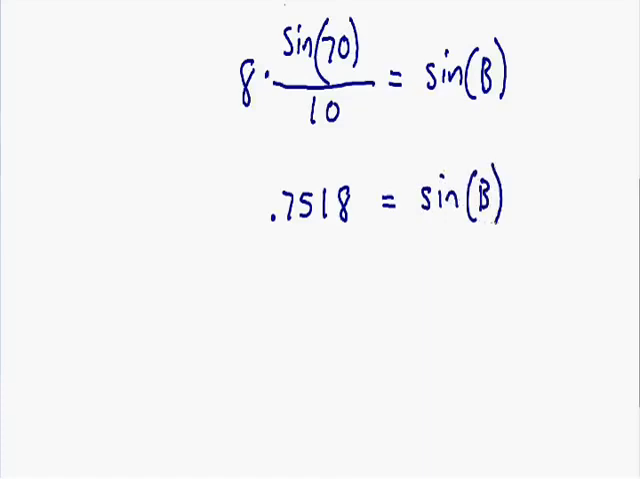angle B. Alright, but we still haven't gotten B by itself. That's what we're trying to solve for, angle B, and we still have this sine in front of it. So in order to get rid of the sine, you have to do the opposite, which is the inverse sine. Alright, so our angle B is equal to the inverse sine of 0.7518.